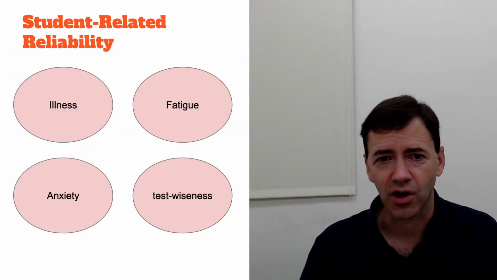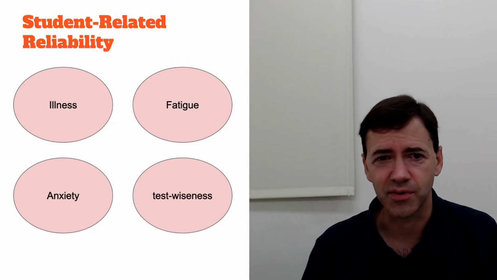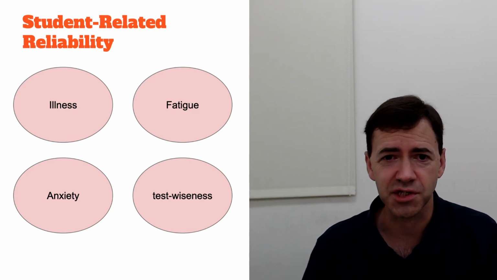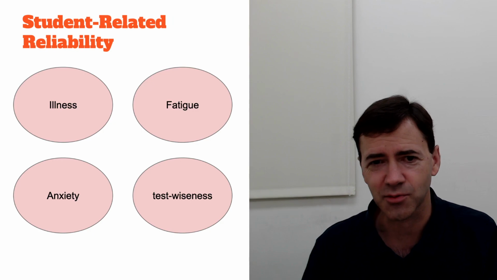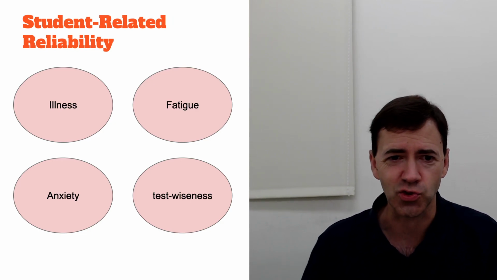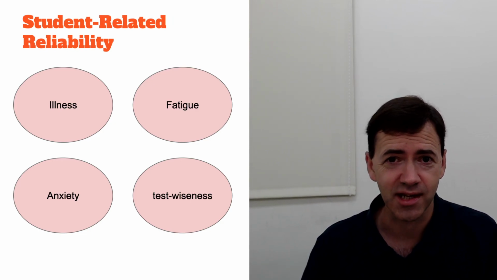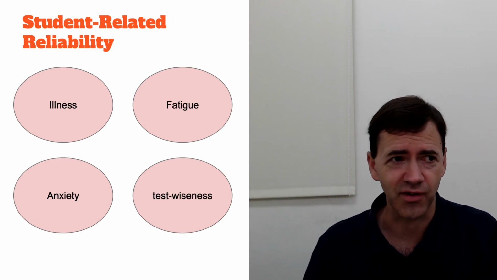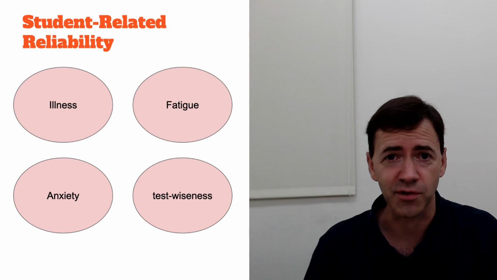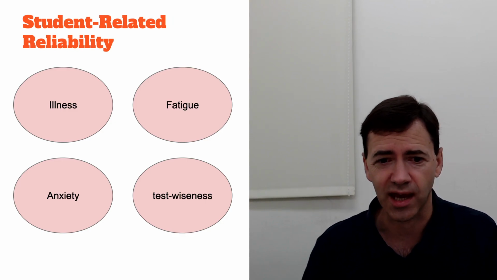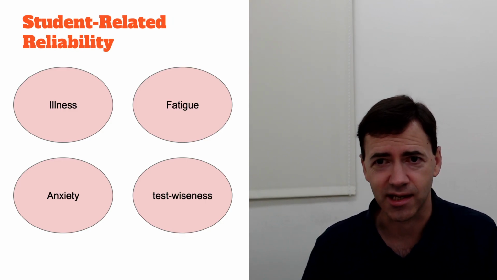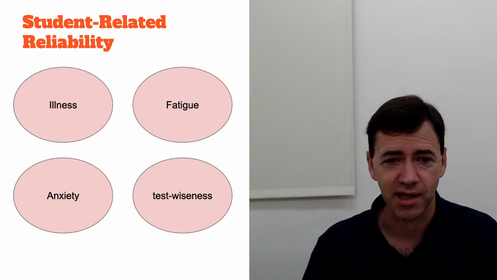Okay, now there are different types of reliability that we can look at. And the first is student-related reliability. Now this one obviously is hard for you to control. Students get sick, they get tired. We have anxiety. Anxiety is a very big factor for tests, right? Some students have test anxiety, no matter what the subject is.